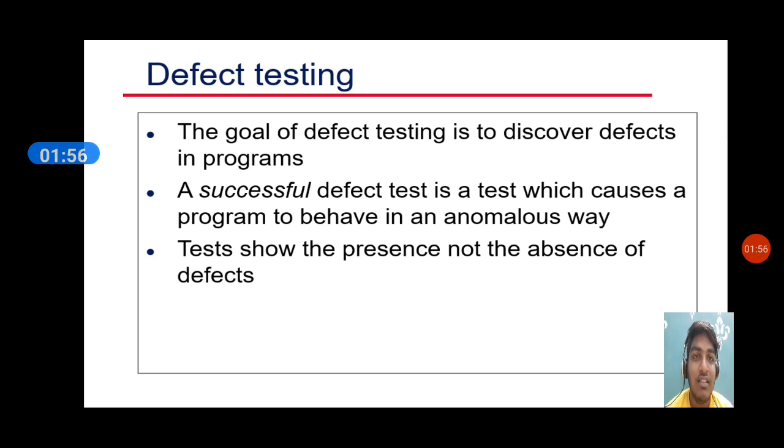This type of defect testing has the goal of discovering defects in programs. A successful defect test is a test which causes a program to behave in an anomalous way, and this test shows the presence, not the absence, of defects. It means if the defect is in that software, it shows. If there is no defect in the software, it will not show anything.